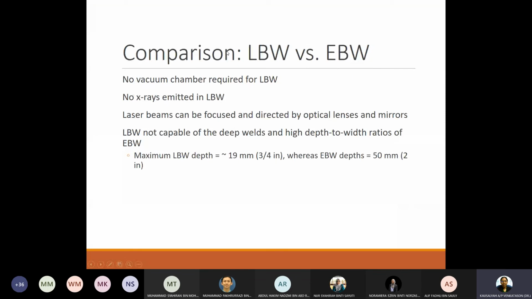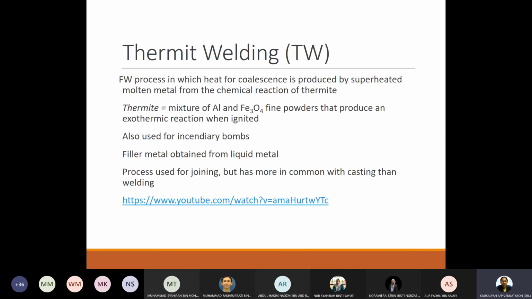Okay, so when we compare LBW and EBW, for laser beam, no vacuum chamber is required and no X-rays are emitted. The laser beam can be focused and directed by optical lenses and mirrors. The laser beam is not capable of the deep welds and high depth to width ratios of electron beam welding. It has a range of depth of about 3/4 inch, whereas electron beam can go up to 2 inches. And then we have thermit welding.